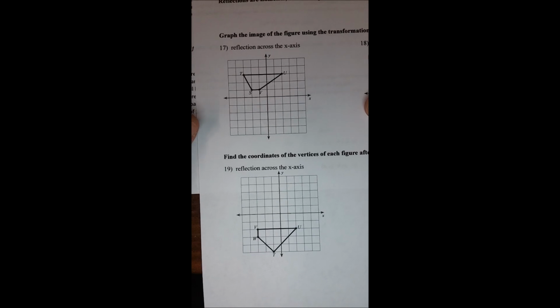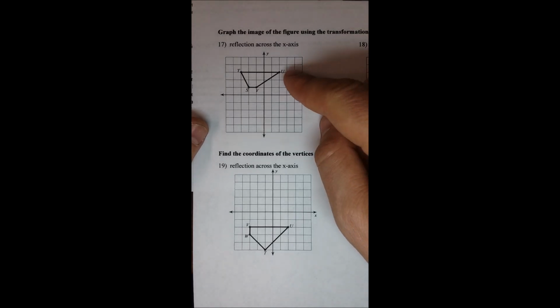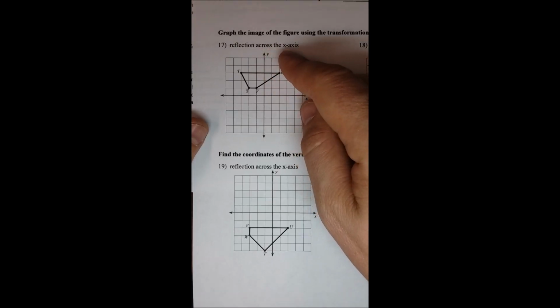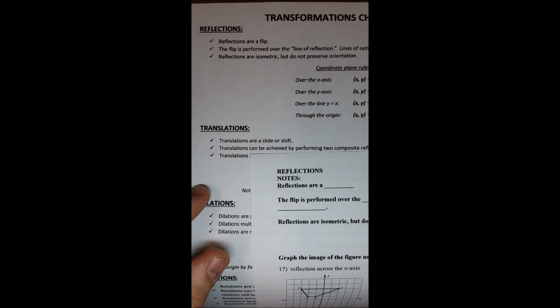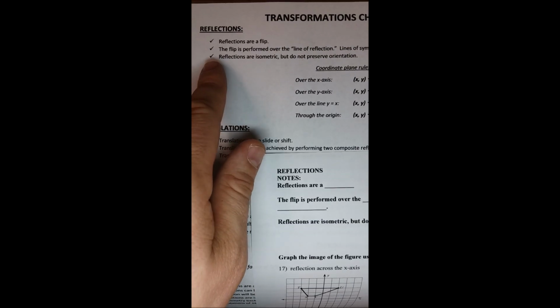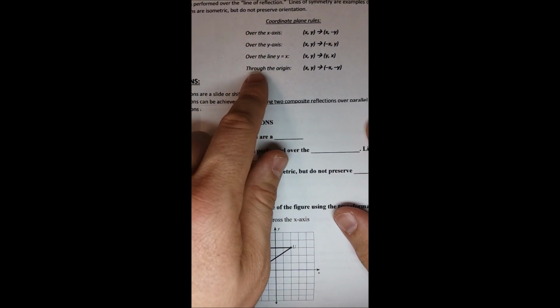Next in line is reflections, and example 17 will be our main focus here. Example 17 says reflection across the x-axis. Now, I don't know the rule for it, but I have included a cheat sheet. So we need to look for reflections, and then what do we need to reflect over? You can choose any of those 4.